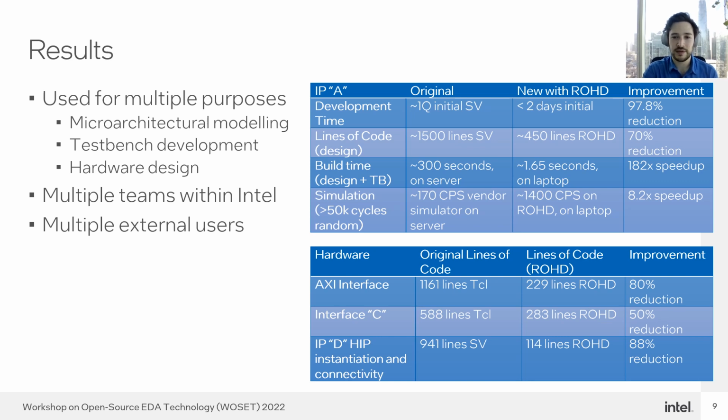This next table shows the differences in number of lines of code for real Intel designs in their original implementation compared to a re-implementation with ROHD. Two interfaces shown have dramatic line count reductions relative to their original TICL implementations.